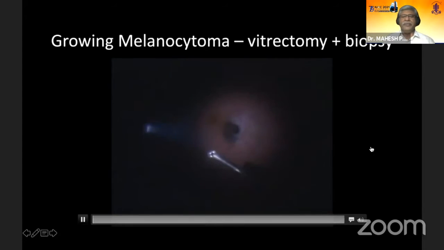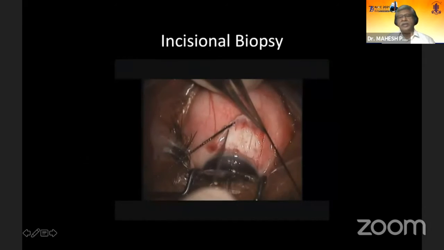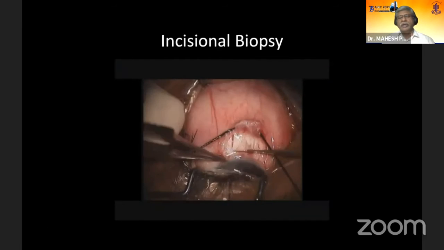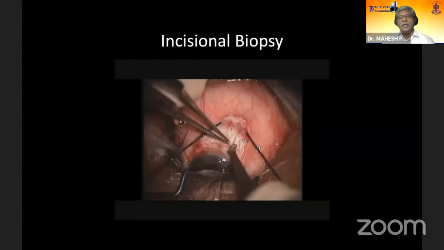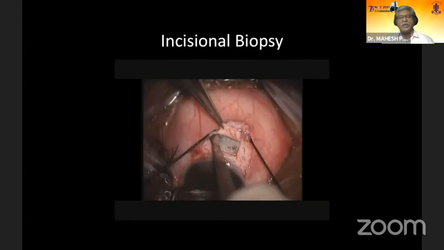So this is a young gentleman, about 14 years old, with a mass growing out of the ciliary body. So this patient was advised enucleation for a diagnosis of melanoma arising from the ciliary body, but I felt it was a diffusely growing melanocytoma of the ciliary body. But then we had to confirm it, so we had to do an incisional biopsy before we do a definitive treatment. So this is the usual technique of partial lamellar sclerouvectomy that is being demonstrated here.